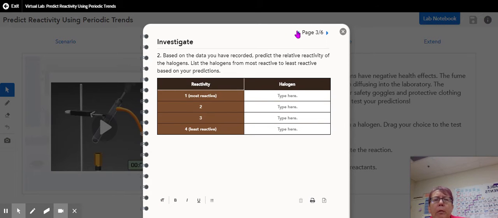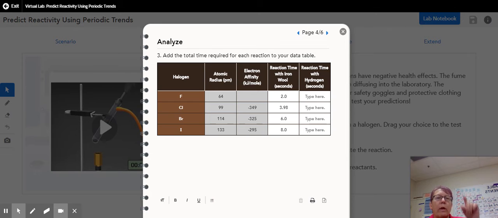Now let's see, did I do something on page 3? Ooh, I forgot. We were supposed to estimate what we thought. So hopefully we've done that because we've gone over it in class. Otherwise, we want to say which is the most reactive, which is the least reactive. Okay, so maybe I would say chlorine, bromine, iodine, because that's in order. So I might say that. All right, and then so we've done the steel wool.